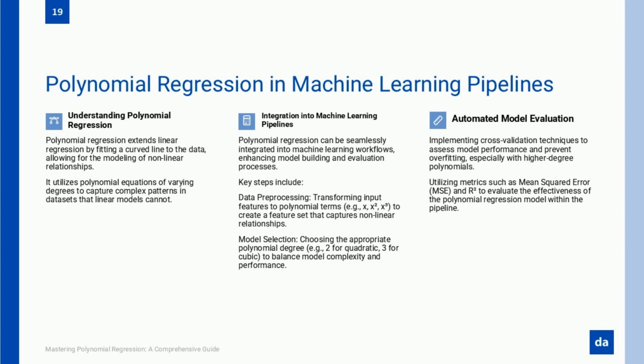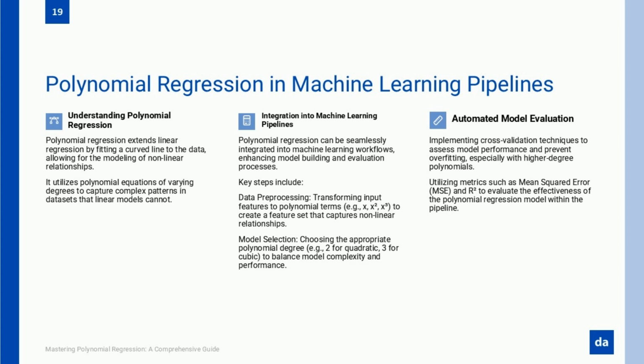In a machine learning pipeline, polynomial regression models are evaluated using performance metrics such as mean squared error (MSE) and R-squared (R2). The pipeline compares different polynomial degrees and regularization techniques, selecting the best model based on validation performance. By automating this process, machine learning pipelines reduce human bias in selecting the polynomial degree and help ensure that the final model is both accurate and generalizable.